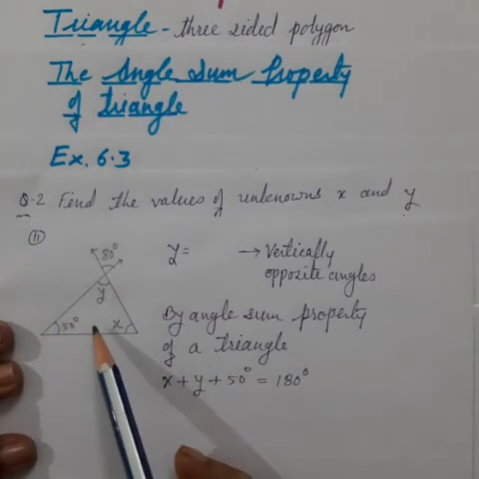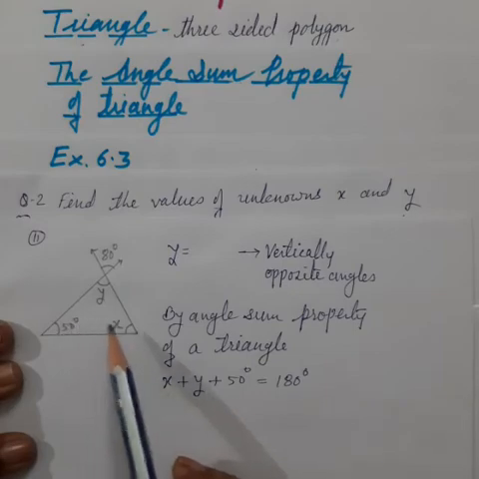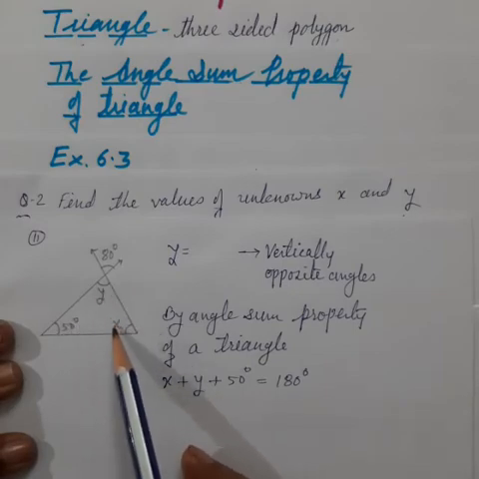Second, in this triangle, one of the interior angles is given, 50 degrees, and we have to find out these two interior angles.